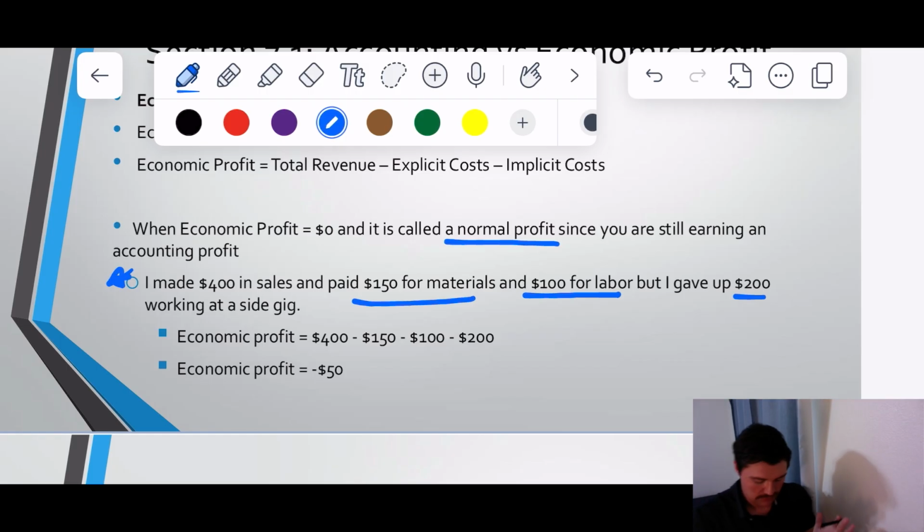So here's the deal. In terms of the coffee trailer, right, I have the $400 in sales. That's good. I pay out the materials and the labor. So now I need to consider the implicit cost because my other job I used to make $200. So now I need to include that. So I will subtract the $200 because it's a cost, an implicit cost. So now my economic profit is -$50.